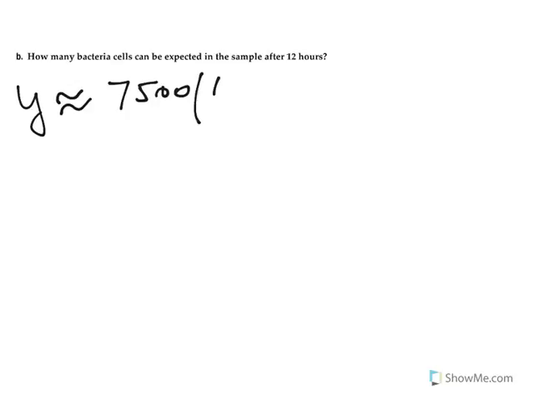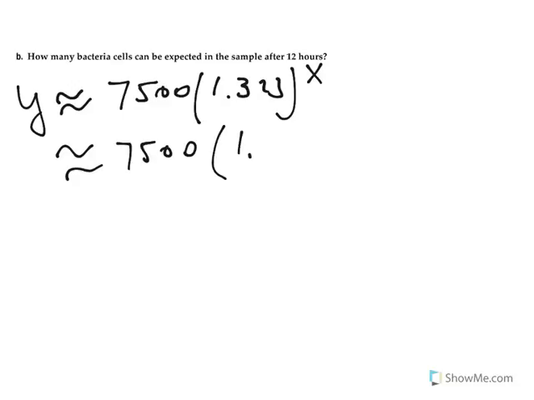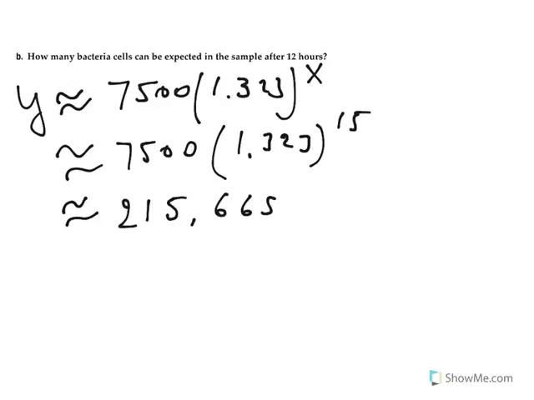The initial didn't change, it's 7,500. And the factor of growth, I just found the b, 1.323 to the power of x. And x in this case is 12. So instead of x, I substitute 12. Copy the rest as it is, 1.323 to the power of 12, and it gives me approximately the number of bacteria, which is 215,665. And my final answer here is there will be approximately 215,665 bacteria cells after 12 hours.